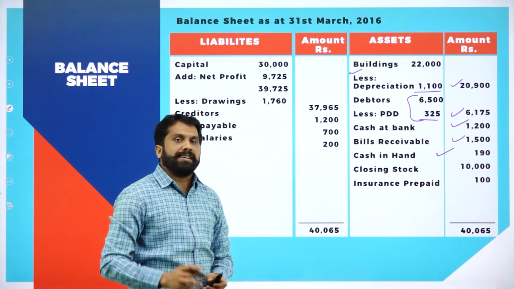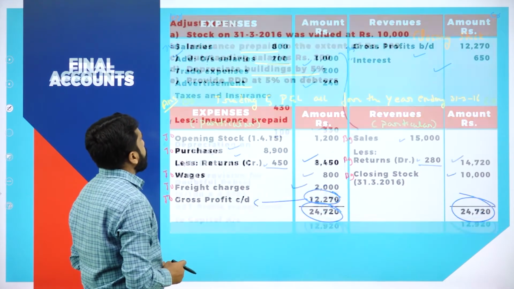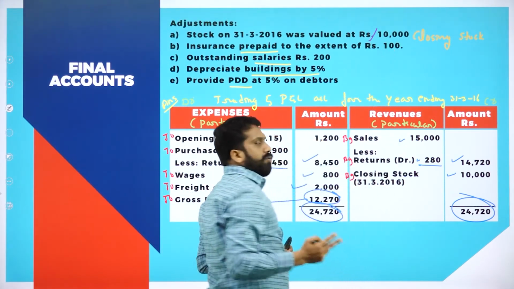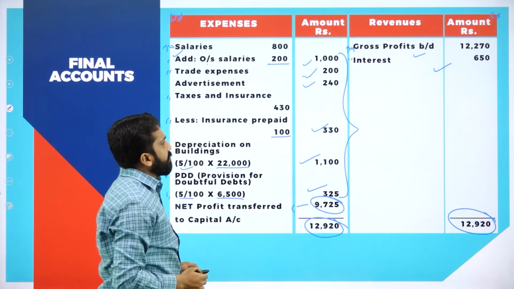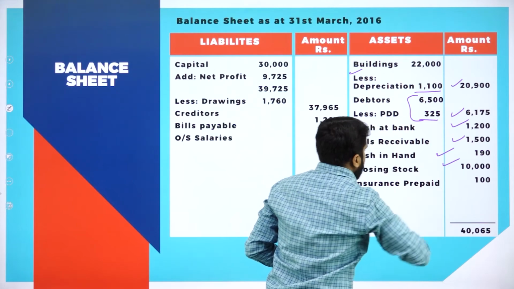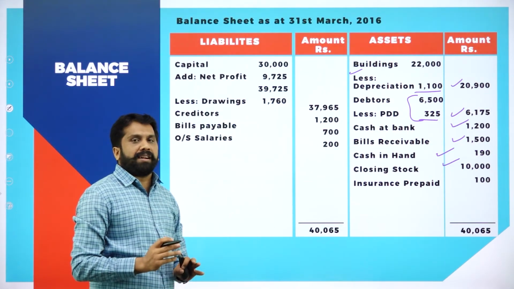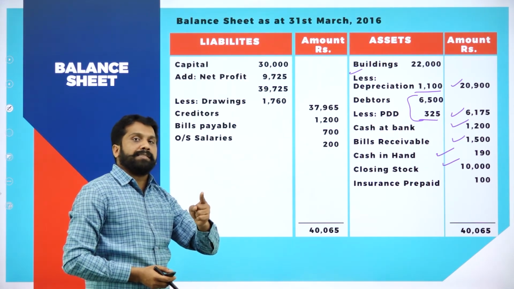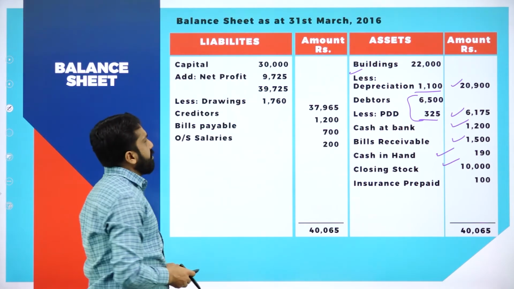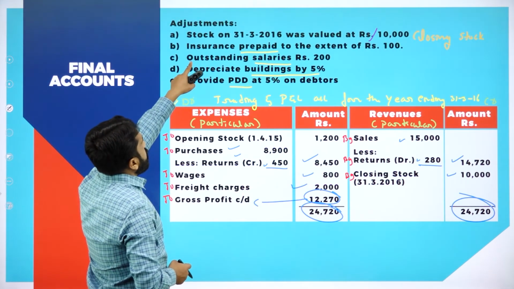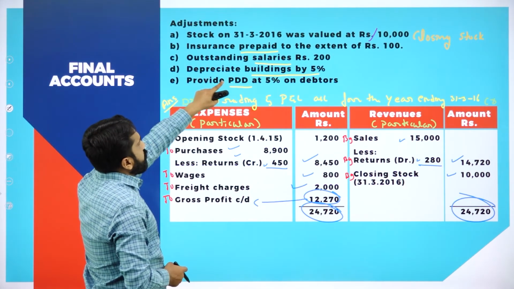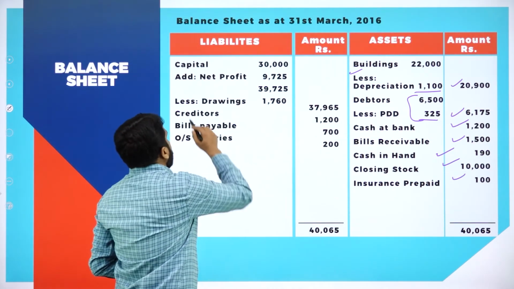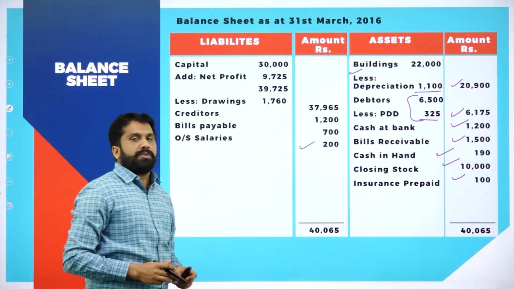Closing stock, where do you get it? Yes, it is from adjustment. See your closing stock. Yeah, first one, it is 10,000. Your 2 effects are over. Now it is how much? 10,000. Your closing stock is 10,000. Now, insurance prepaid: as I told you, if there are any prepaids, they will come under asset. Any outstandings? Yes, they will come under liability. As per the adjustment, you have insurance prepaid 100, outstanding salary 200.